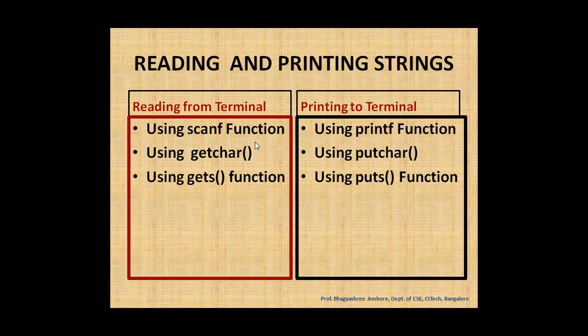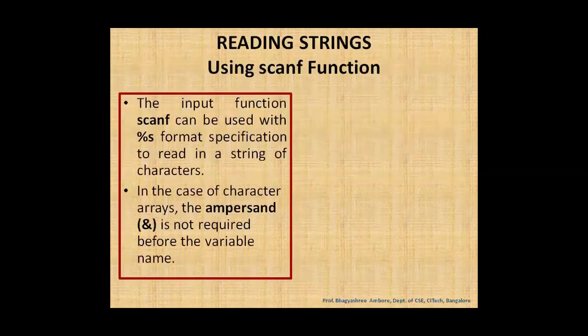We'll start with reading from the terminal. One by one, we'll see with examples. First one, the scanf function. Whenever you want to read a string, you have to use the format specifier %s. Well, for integer, we use %d. For character, we use %c, a single character. For float, we use %f. Similarly, to read a string, which is a group of characters enclosed in double quotes, what do we have to use? We have to use %s.